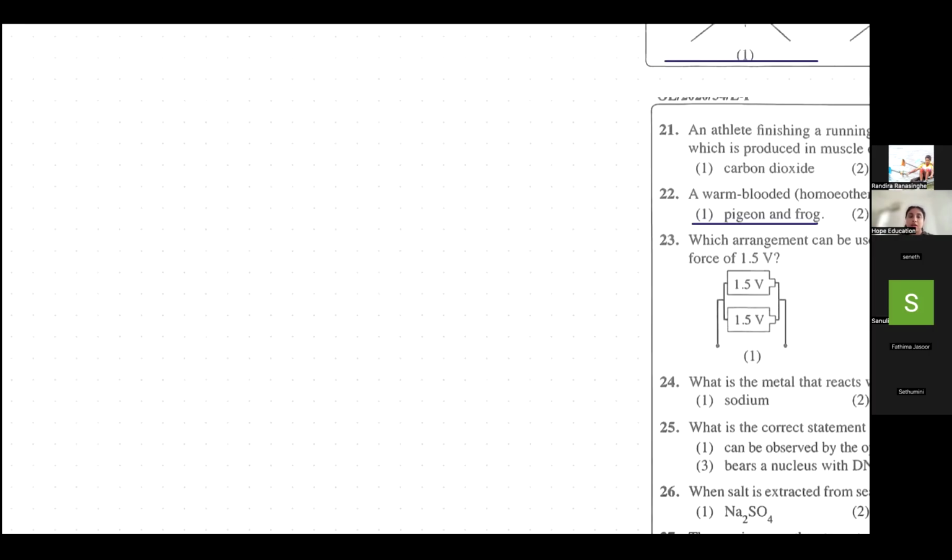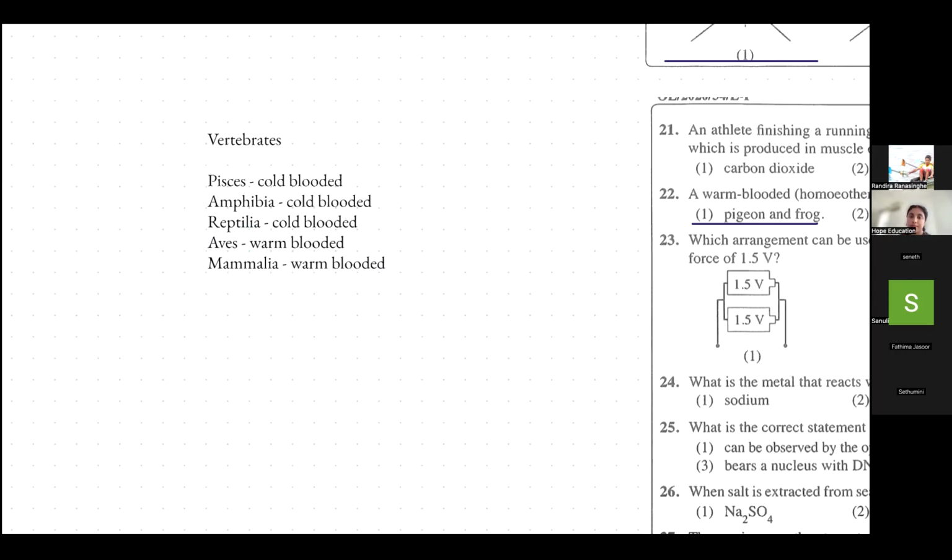Remember, when you take vertebrates, Pisces is cold-blooded. Amphibia is also cold-blooded. Reptilia is also cold-blooded. Aves is warm-blooded. Mammalia is warm-blooded. So the first three are cold-blooded, the rest of the two are warm-blooded.